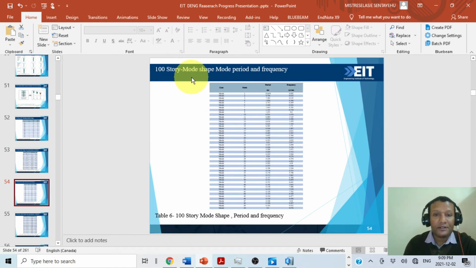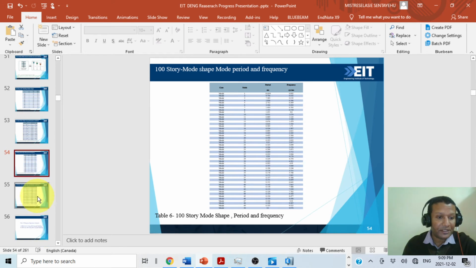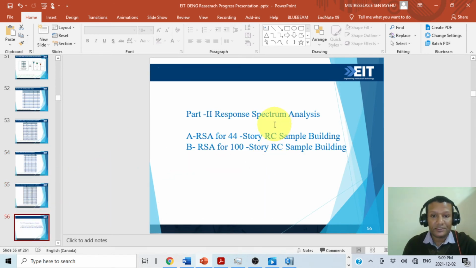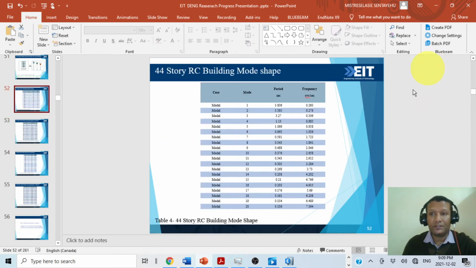This is for the 100-story building. The same thing I will show you. The 100-story building also has the same thing. This is the result we have got. So response spectrum analysis will be done in the next video. This is only for the first one, but let me show you the other one.